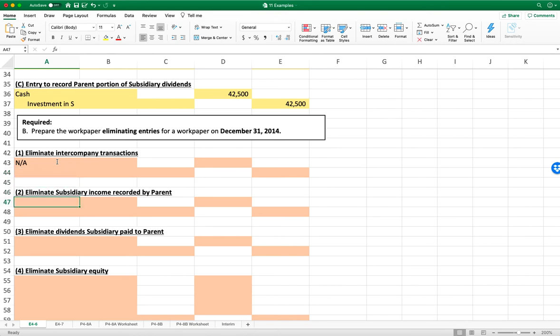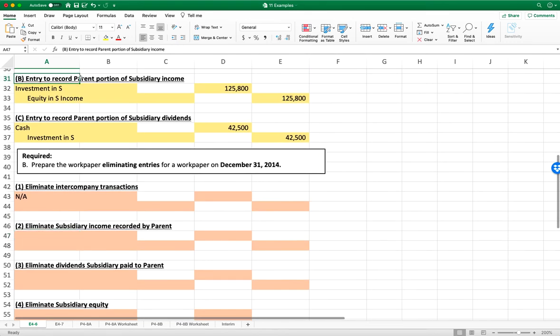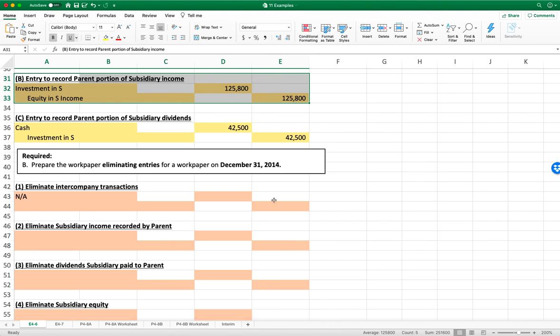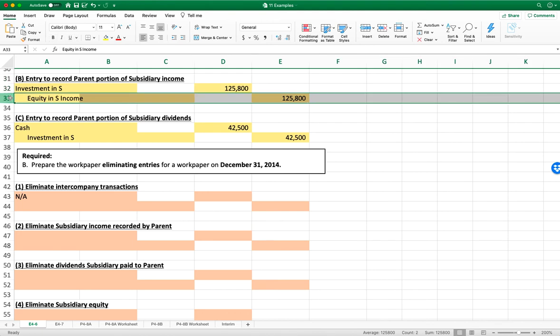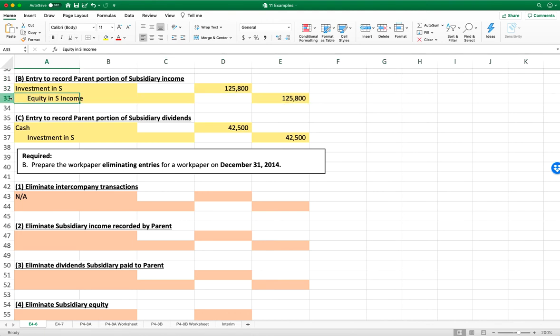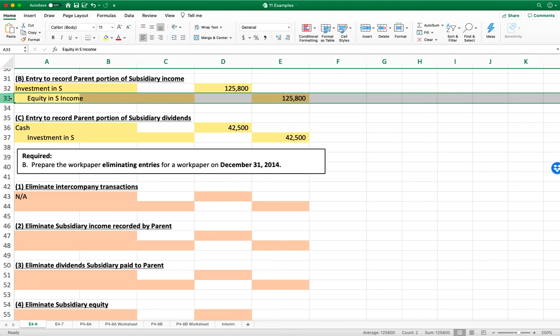Step 2 is to eliminate any subsidiary income recorded by the parent. So if we come back up here, that's talking about this entry right here. During the year, we had investment income because our subsidiary made positive income. So we can't record income from our subsidiary because we're going to add our subsidiary's entire income statement onto our income statement. So we don't need this summary of our share. We're going to get their whole income statement added to ours. So we need to undo this. That's on our general ledger as a credit, so we are going to debit it.